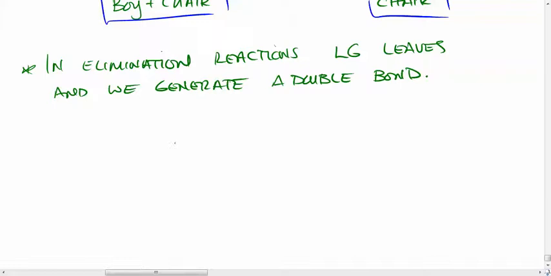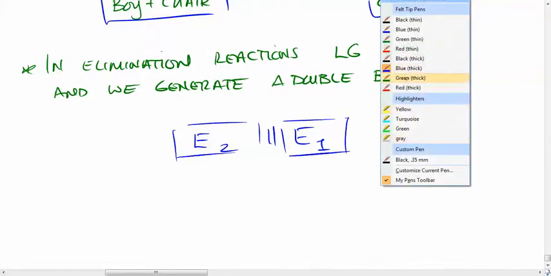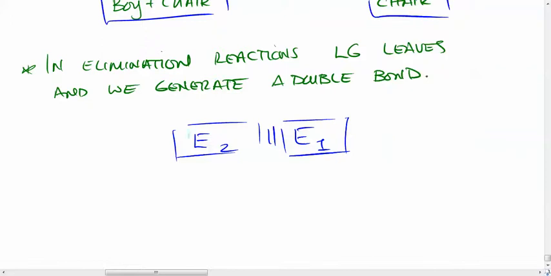Alright, so then the two kinds of eliminations are E2 and E1. Can you guess what E2 stands for? Elimination bimolecular. That's right. And what about E1? Elimination monomolecular. Perfect.